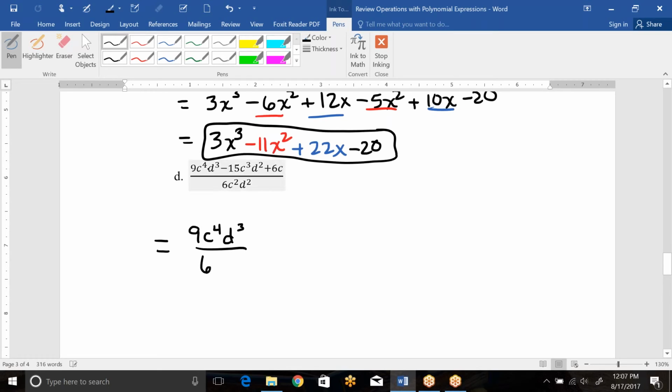So this is 9c to the fourth d to the third divided by 6c squared d squared. Minus, because we have that minus sign there. If we had a negative on the bottom as well, we would have to consider our sign being a combination of both of those. But for us, we just have a plus on the bottom. So write our second term on top over the denominator. So you're just splitting this back up into 3 separate fractions. And then plus 6c over 6c squared d squared.